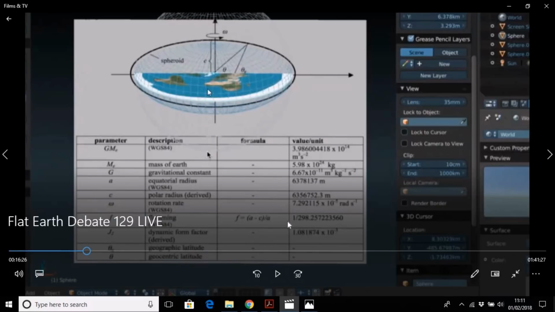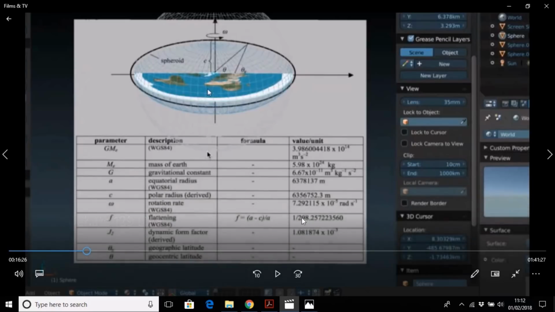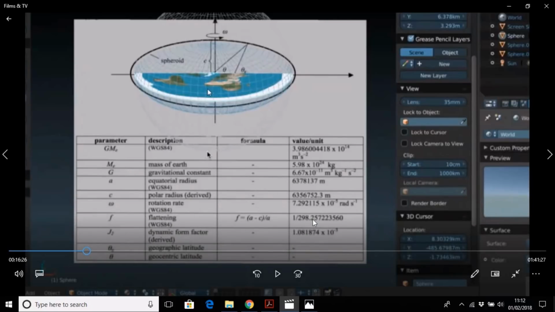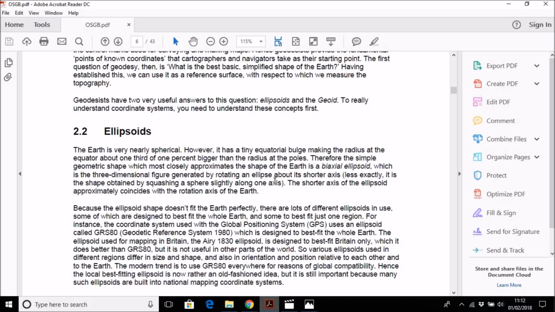The difference between the radius at the equator and the radius at the poles is different by this much. This is not some magic Earth squashing to a flat plane factor. And the article goes on to say that the simple geometric shape which most closely approximates the shape of the Earth is a biaxial ellipsoid.